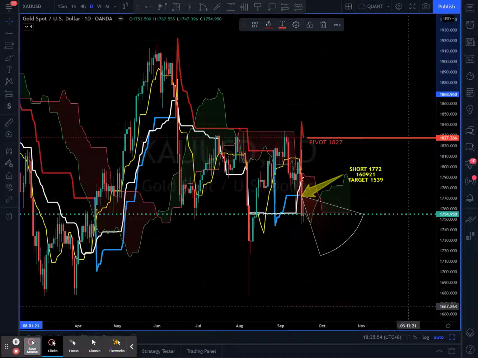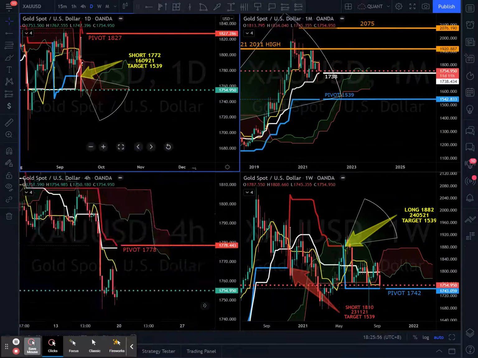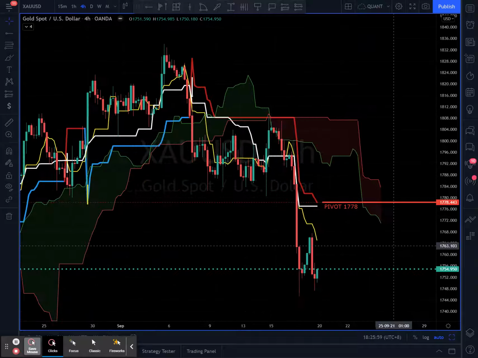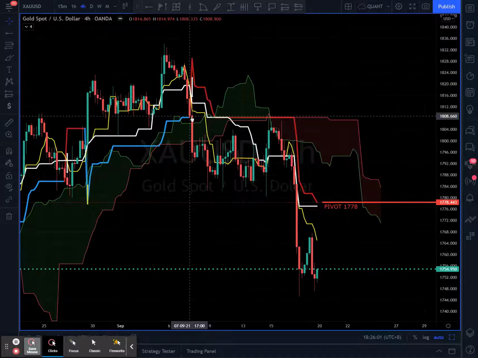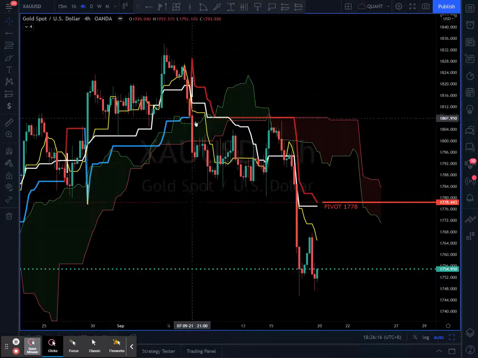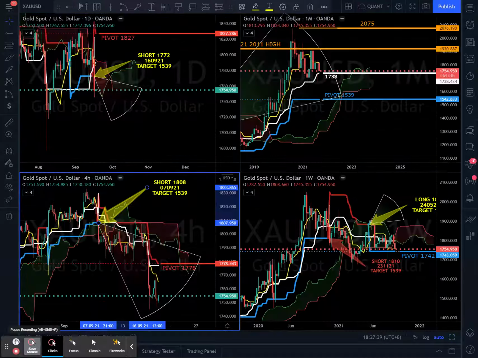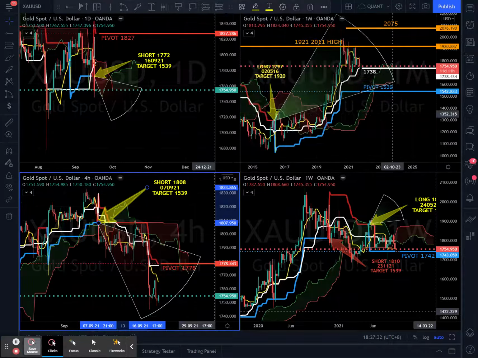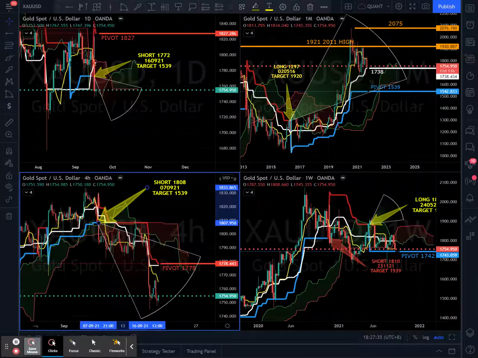And if you go down one level lower on the 4 hourly charts, then you can see a short signal that was already issued on the 7th of September at a level of 1808. And this particular short signal has been quite successful, closing at 1754 from this particular short at 1808.